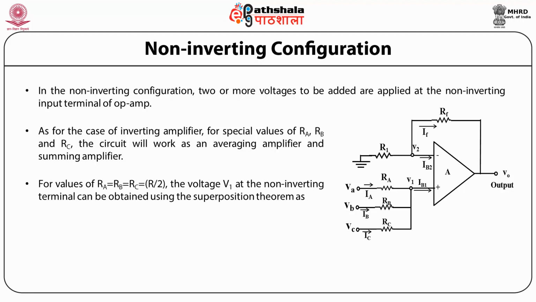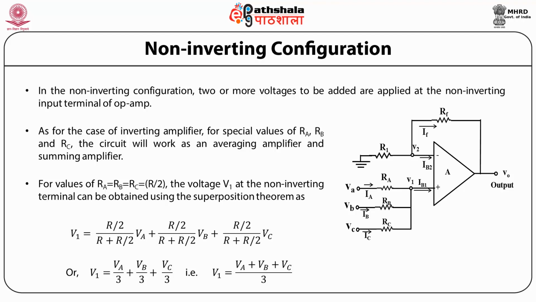Now for values of RA equals RB equals RC equals R by 2, the voltage V1 at the non-inverting terminal can be obtained using the superposition theorem as V1 is equal to (R by 2 divided by R plus R by 2) into VA plus (R by 2 divided by R plus R by 2) into VB plus (R by 2 divided by R plus R by 2) VC. Therefore, V1 is equal to VA by 3 plus VB by 3 plus VC by 3, which gives V1 equal to (VA plus VB plus VC) by 3.